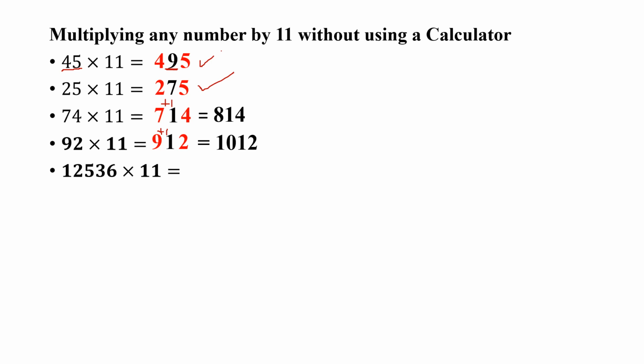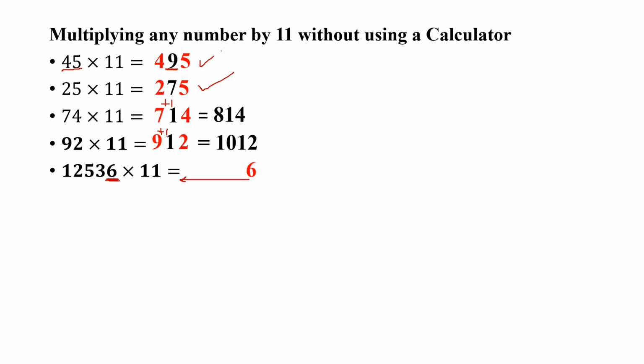Next example, we are now multiplying a number with more than 2 digits. So what we simply do is we do it this way. We are very sure that the product will also end with this number on the far right side. So we're going to start from the right side, from right to left, like this. We are going to start with this 6. We just write 6 as it is, like this.